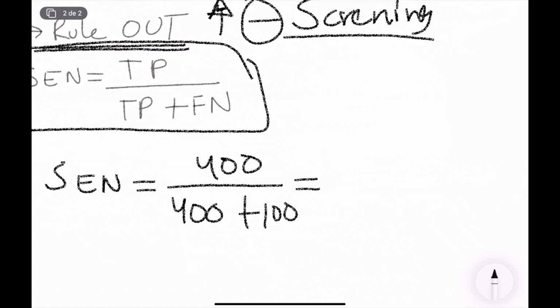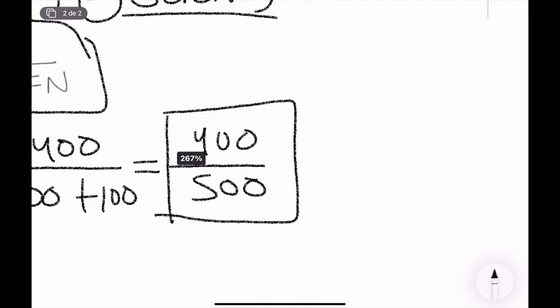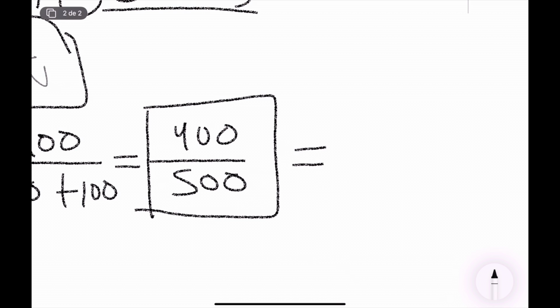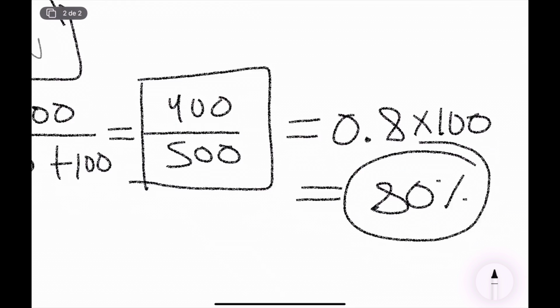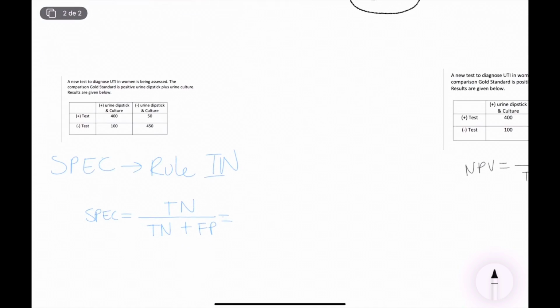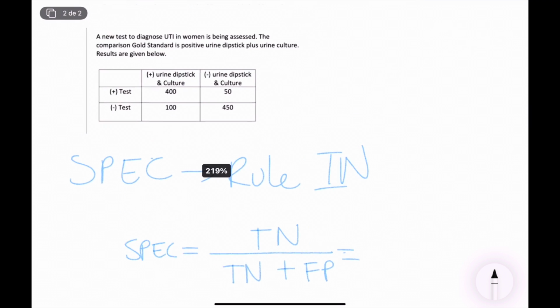So we have the math operation. So we have the result. If we make the calculation, it is 0.8 multiplied by 100. It is 80% of sensitivity. So the next one is specificity.